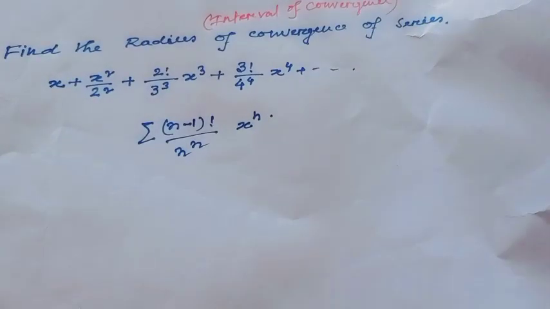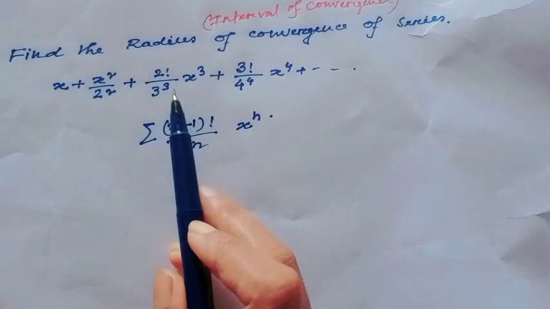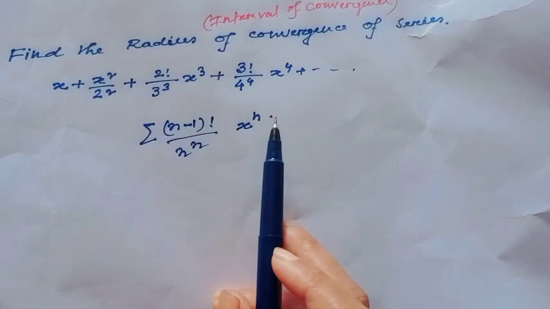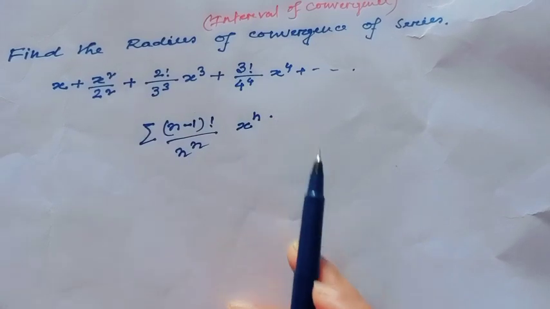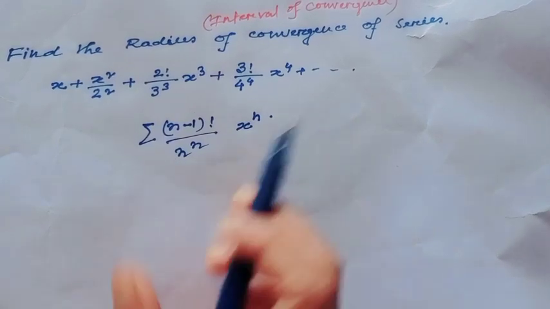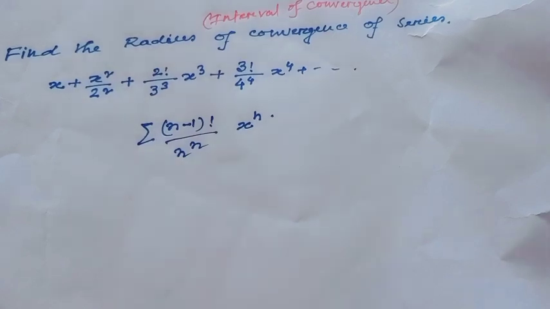Of the series x plus x square over 2 square plus 2 factorial over 3 cubed x cubed plus 3 factorial over 4 to the power 4 x to the power 4, and so on. Obviously, this series looks like (n minus 1) factorial over n to the power n times x to the power n. To find the radius of convergence, here I will apply the ratio test.